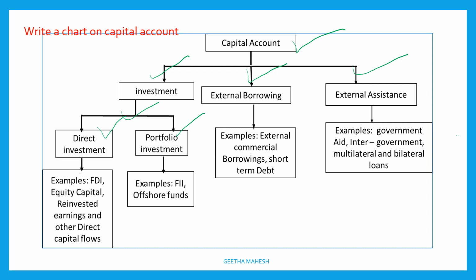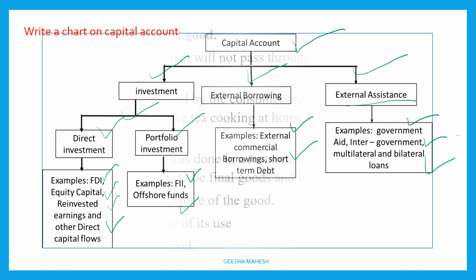Direct investment, you can see the example: foreign direct investment, equity capital, reinvested earnings and other direct capital flows. Portfolio investment, good examples are foreign institutional investment, offshore funds. External borrowing can be of external commercial borrowings and short-term debt. External assistance, you can see the good examples are government aid, intergovernment, multilateral and bilateral loans.